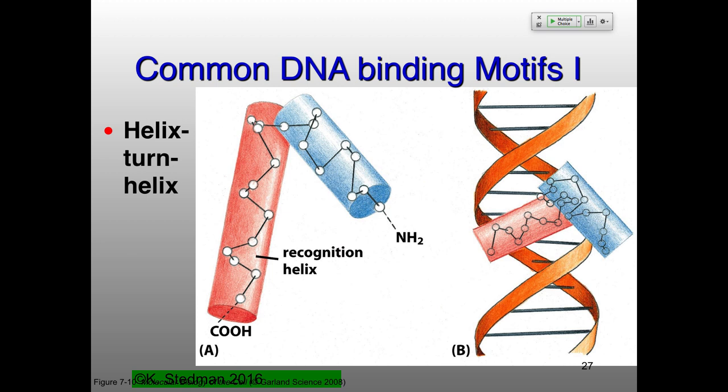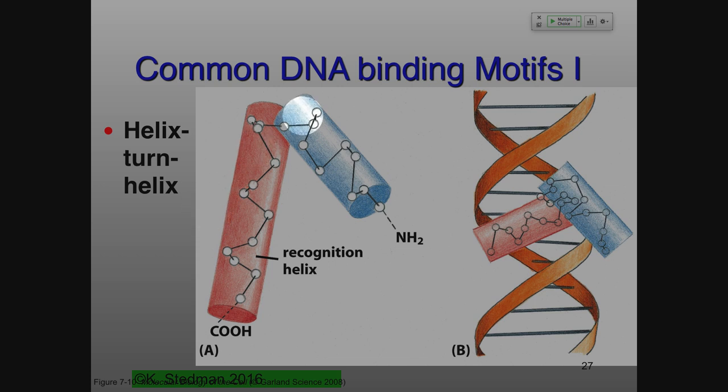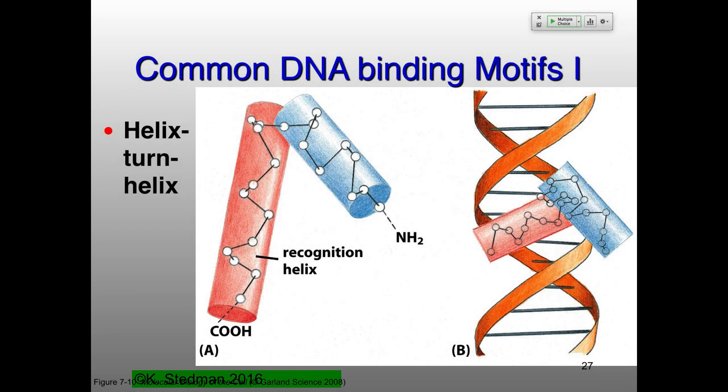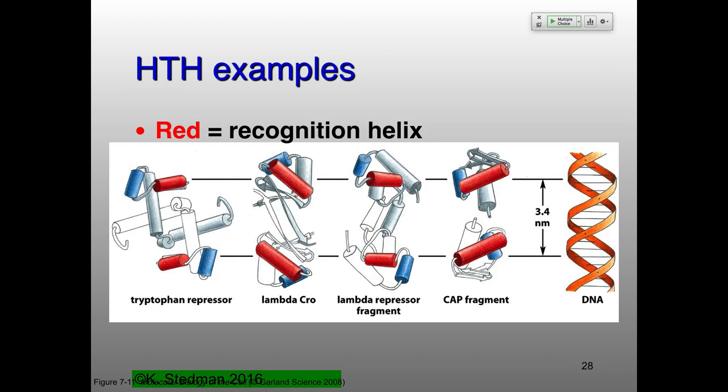And so this motif is called the helix turn helix, where you have one helix almost perpendicular to a second helix. This is a very common DNA binding motif. And again, a motif is not a stable structure by itself. It's just part of a domain which is going to bind to DNA. So as I mentioned, these are quite common in bacterial DNA binding proteins, usually transcriptional regulators.